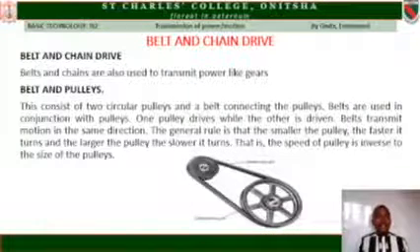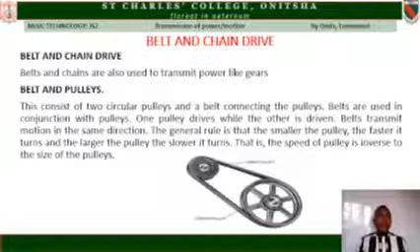So we'll be talking about the belt and the chain drives. We have been talking about the gear drive. In this slide, we'll be talking about the belt and the chain drive. Don't forget I said we have different types of drives. We have the gear drives, the belt drives, and the chain drives. So let's talk about the belt drive. Belts and chains are also used to transmit power, just like gears.